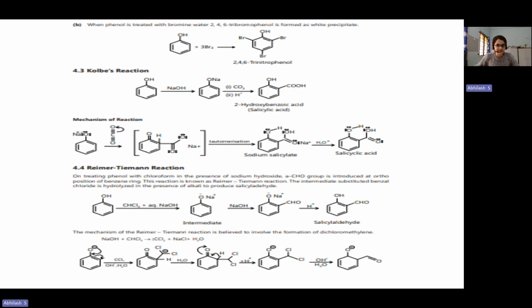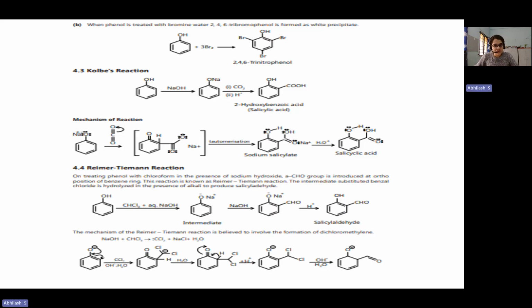And there is another method also. As I said before, there is a formation at ortho, para, ortho, like the two ortho positions and the para position are all substituted by the bromine electrophile, because this bromine electrophile is a strong electrophile. So the formation of 2,4,6-tribromophenol takes place when phenol reacts with bromine water.